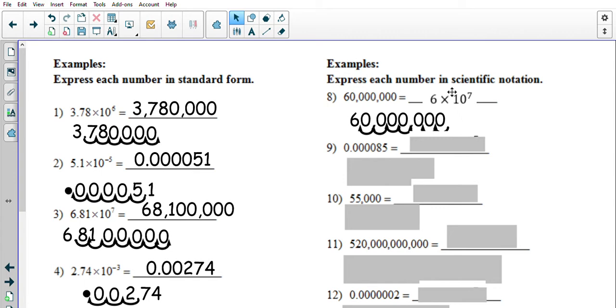You're going to notice we typically use the x for multiplication here. That's just the format you typically see. If you use the dot, it's not wrong. It's just the way we show scientific notation.